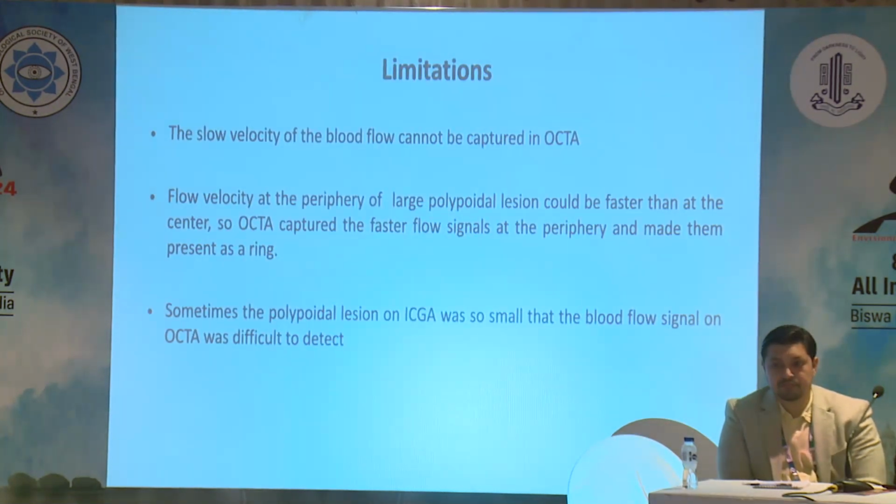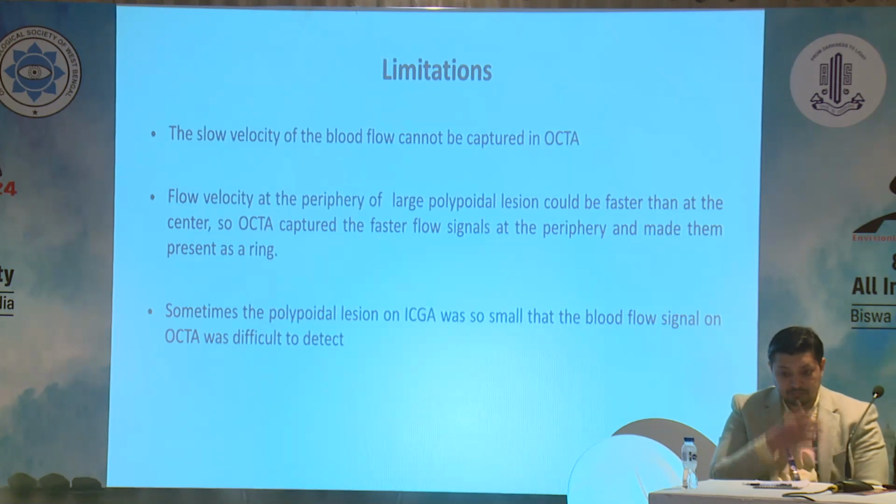So as I said, the slow velocity of the blood flow which is present in the polyps can't be captured on the OCTA machine, and the flow velocity which is present at the periphery of the larger polypoidal lesions is much faster. So usually we get a half ring or a full ring formation, and sometimes the polyps are so small that they can't be picked up on an OCTA machine.